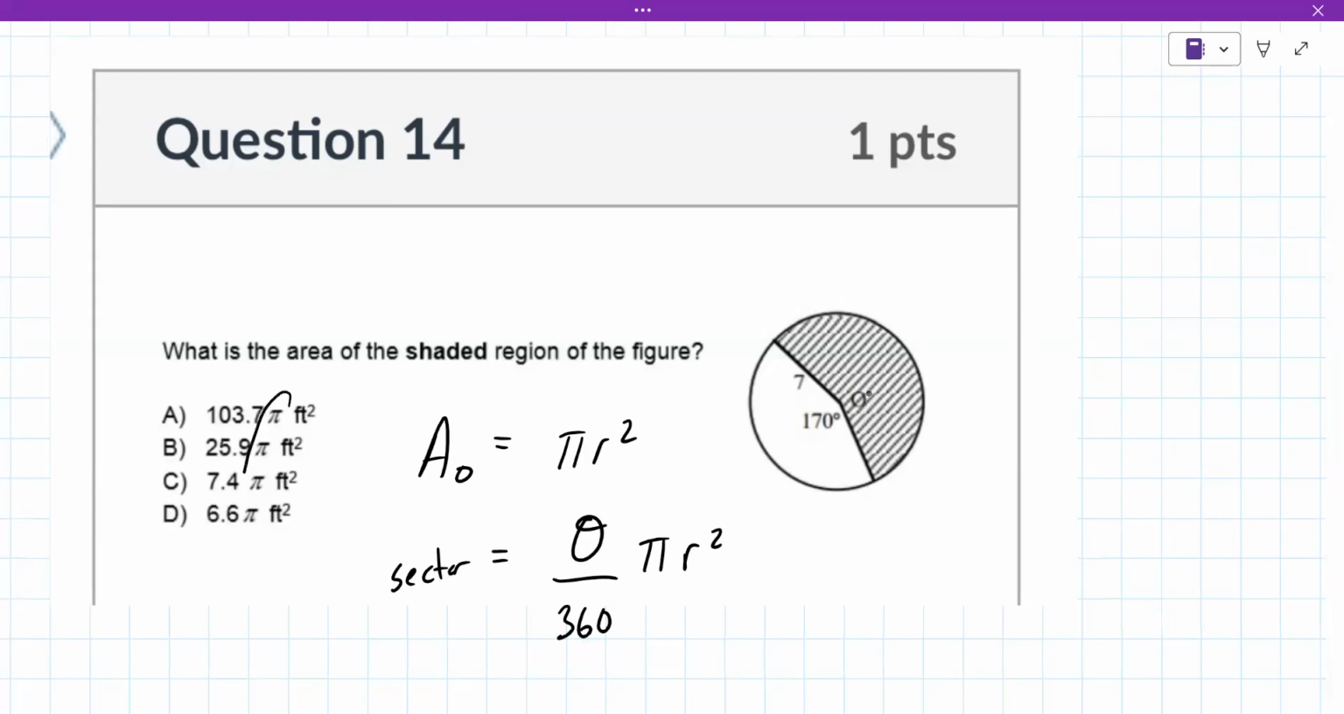So notice all your answers have pi in them, which means you cannot do the calculation with pi. Pi's got to be off to the side. So I do 190 over 360 times r squared, which is 7 squared. So 190 divided by 360, and then times 49, is 25.86, plus pi. My answer is going to be B. Okay, that's pretty good.